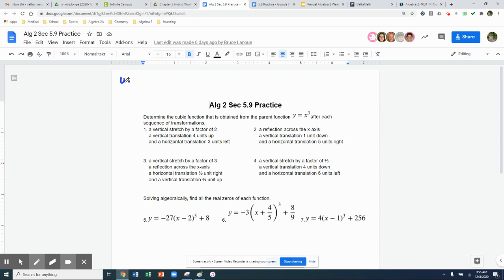So now we're dealing with the parent function of x cubed. So y equals x cubed, that's called your parent function. And then you can apply transformations to it by putting it into this vertex form.